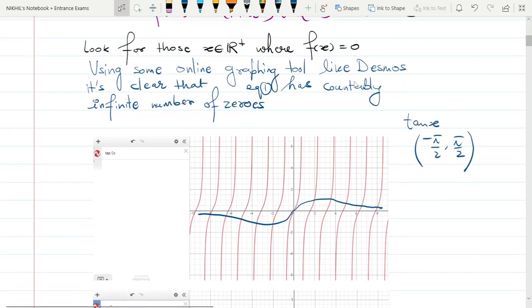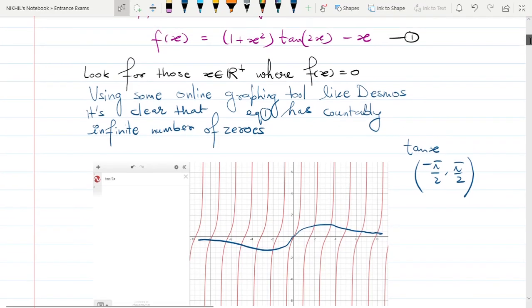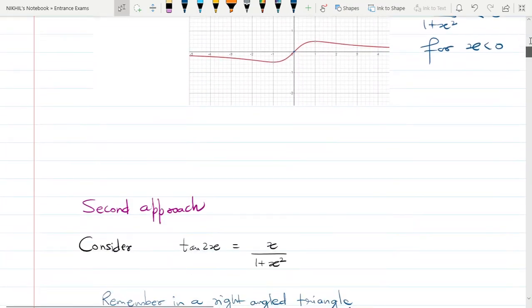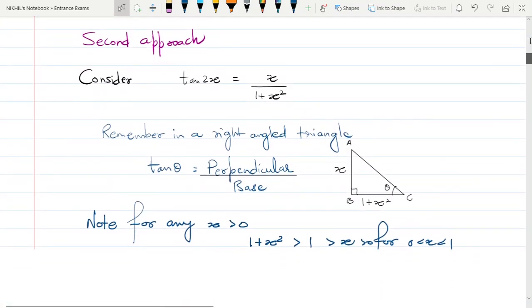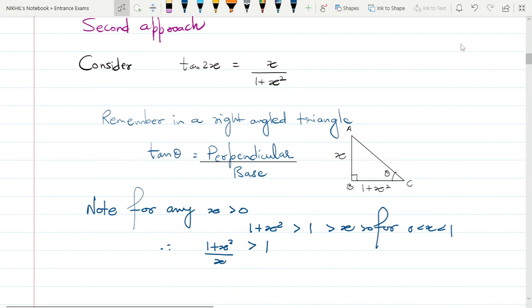So in this way, it's clearly visible that this will have countably infinite number of zeros. Okay. Now let's move ahead to the second approach, which is a very elementary approach, which we have learned from our intermediate classes when we started learning trigonometry. So I'm now rewriting the value of tan 2x.